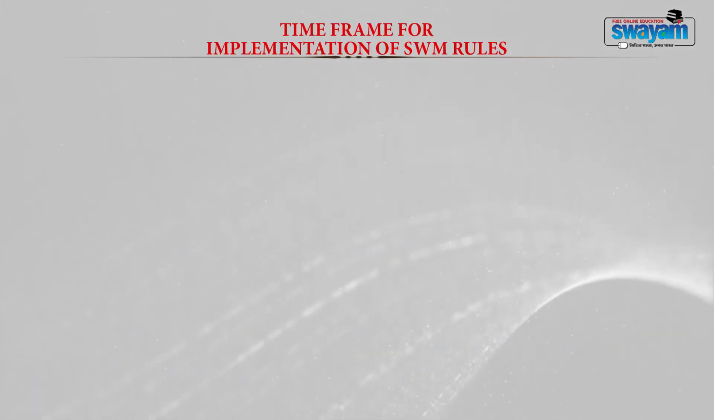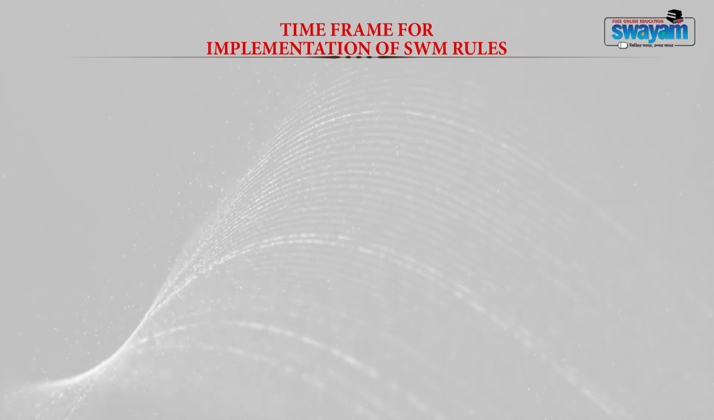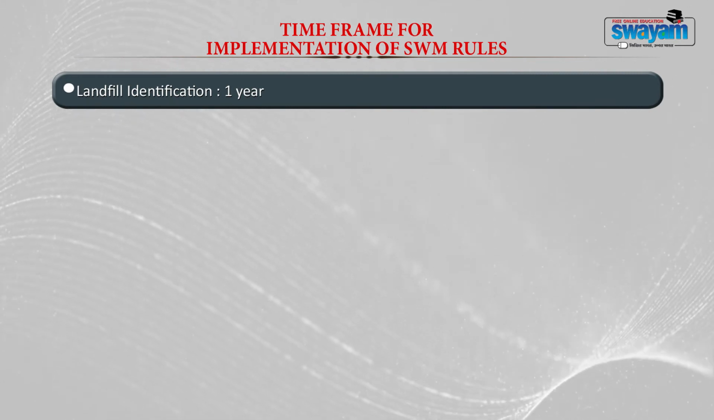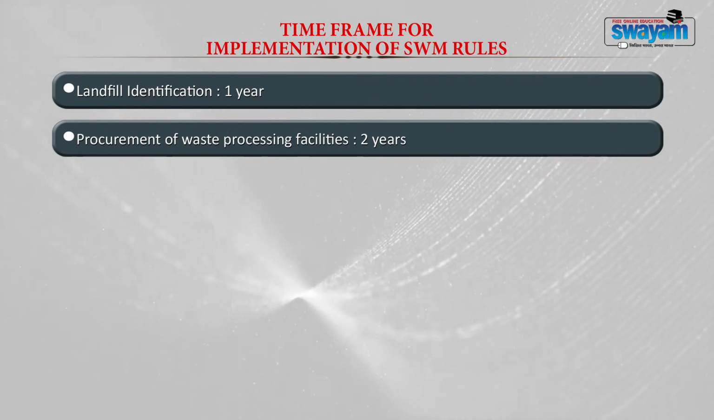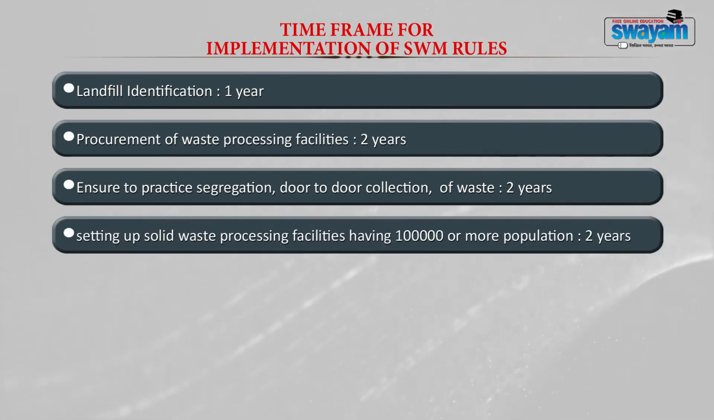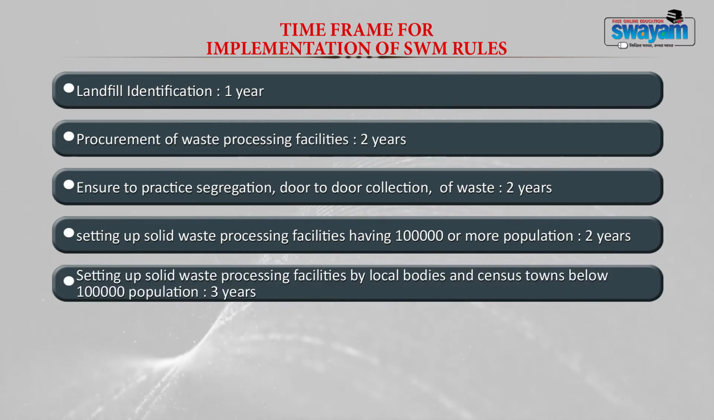Now, let us discuss the time frames that the rule has given for the successful implementation of solid waste management. For landfill identification, it is 1 year. That means the state or union territory should identify landfill within 1 year. Procurement of waste processing facility should be within 2 years. Ensuring segregation and door-to-door collection of waste should be done within 2 years. Setting up of solid waste processing facilities for areas having 1 lakh or more population should be done within 2 years. Setting up of solid waste processing facilities by local bodies and census towns below 1 lakh population should be done within 3 years.